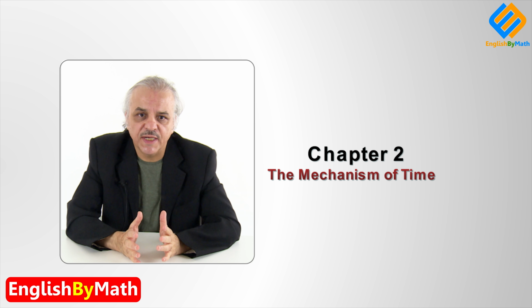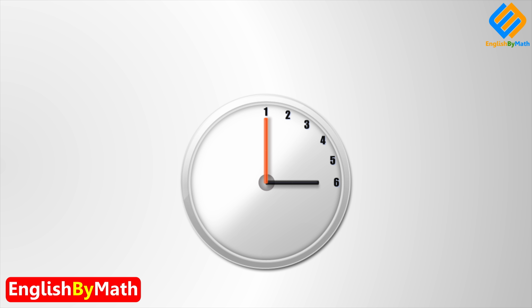Let's take a look now at this clock. The second hand is now frozen at second number 1, which is our present, the time we are living in now, or the time we exist in now. Seconds number 2, 3, 4, 5, 6 represent the future.